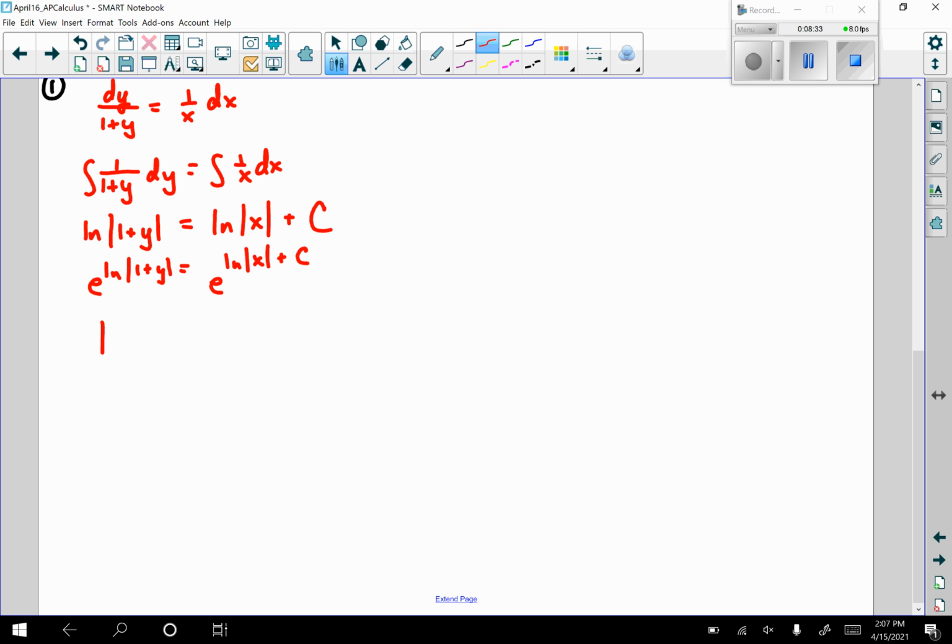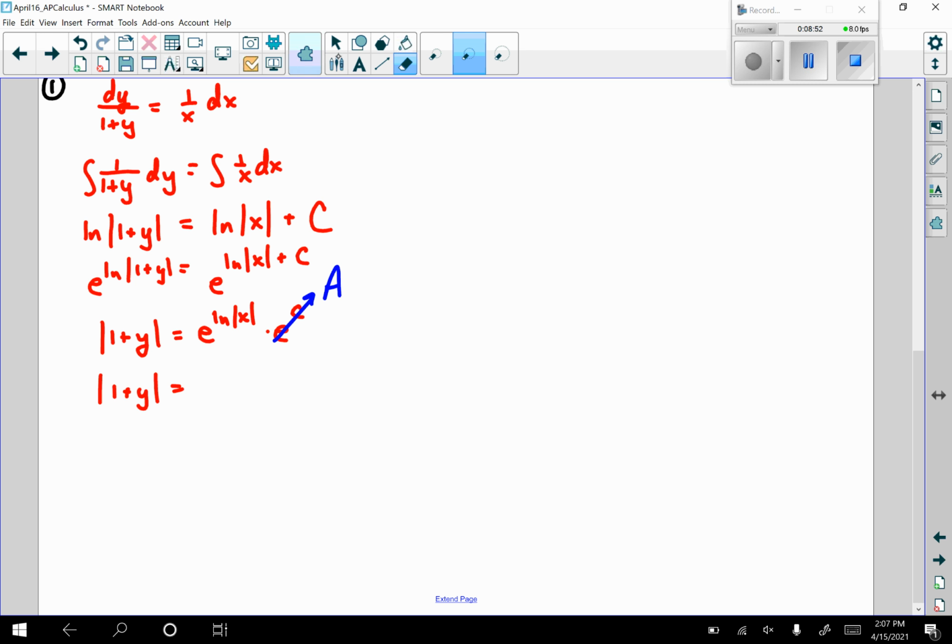Over here on the left, this just leaves us with the absolute value of 1 + y. Here we could separate this by factoring: e to the natural log of the absolute value of x times e to the c. e to the c turns into a. So now we have the absolute value of 1 + y. This will still cancel here, and we're left with the absolute value of x. Actually, put the a in front: a times the absolute value of x.